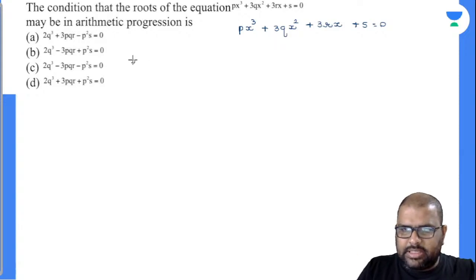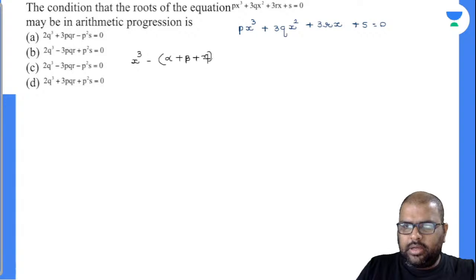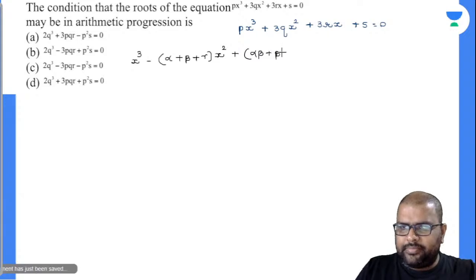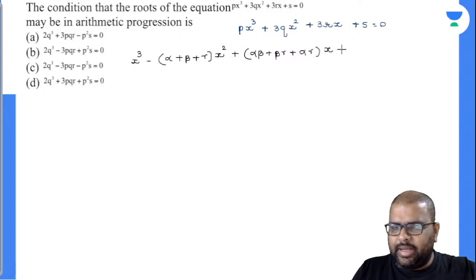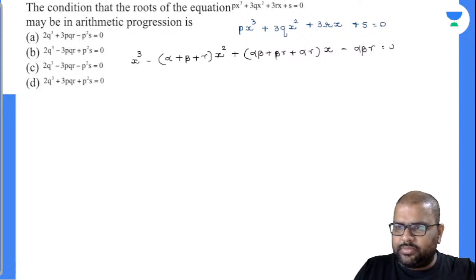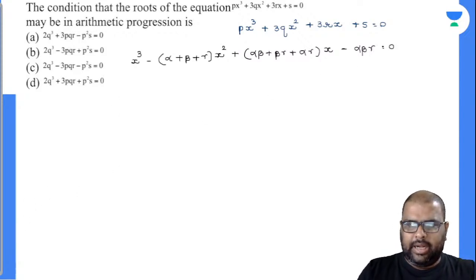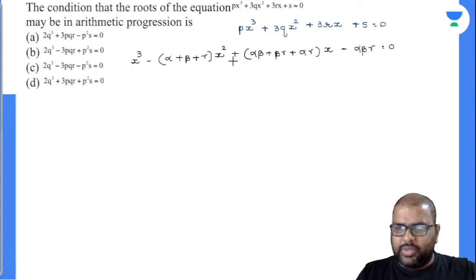I'll write down here x cube minus, there will be 3 roots, right? Alpha plus beta plus gamma into x square plus alpha into beta plus beta into gamma plus alpha into gamma into x minus alpha into beta into gamma is equal to 0. Done. Now I will write down this equation also in this format here.